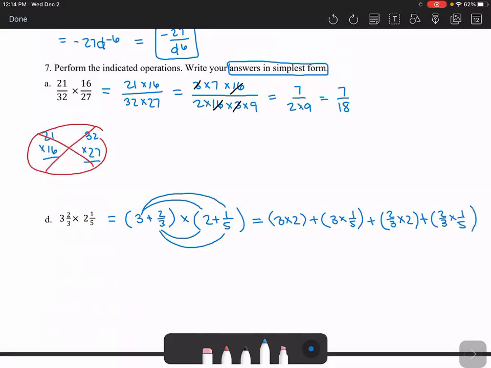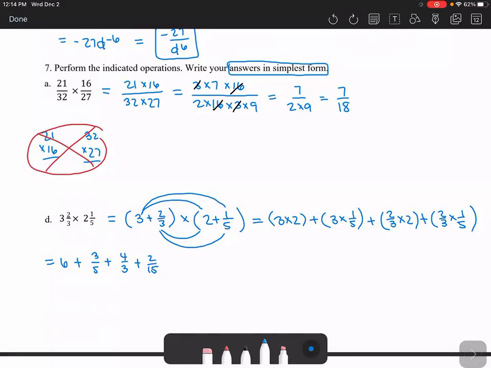So we actually have 4 multiplications going on here. And so we can simplify all of these things. So 3 times 2 is 6. 3 times 1/5 is 3/5. 2/3 times 2 is 4/3, right? I'm just multiplying across here. And then 2/3 times 1/5 is 2/15.